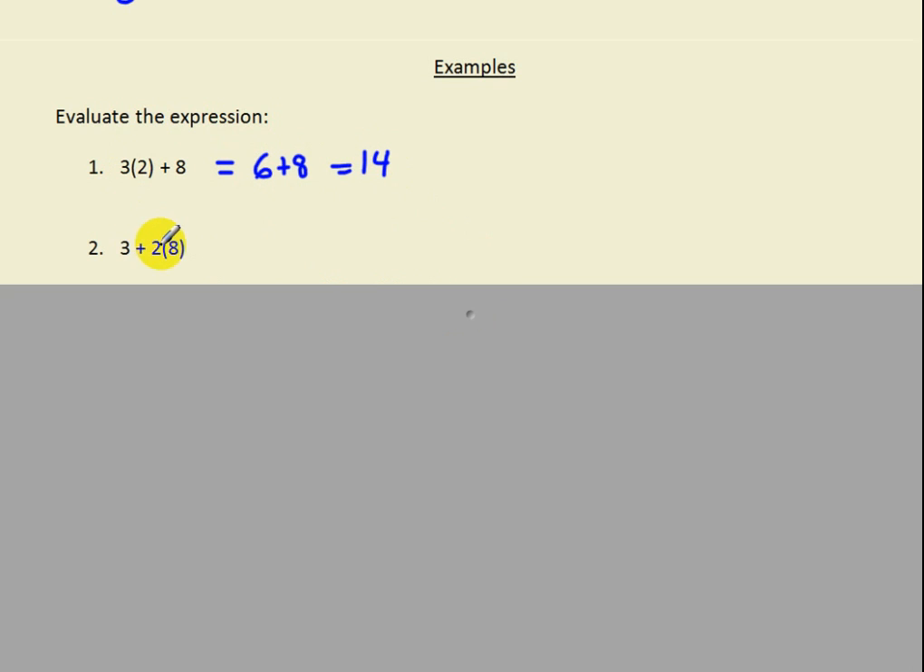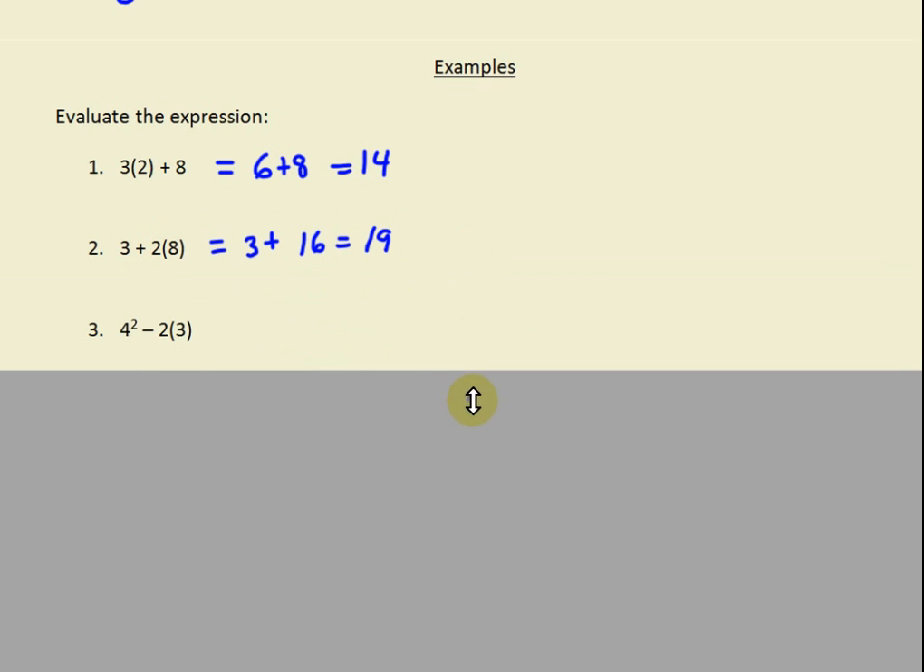Here we have the same numbers but different grouping. So we have 3 plus 2 times 8. We need to do that multiplication first. So this is equal to 3 plus, 2 times 8 is 16. So we get a total of 19 for our final answer.